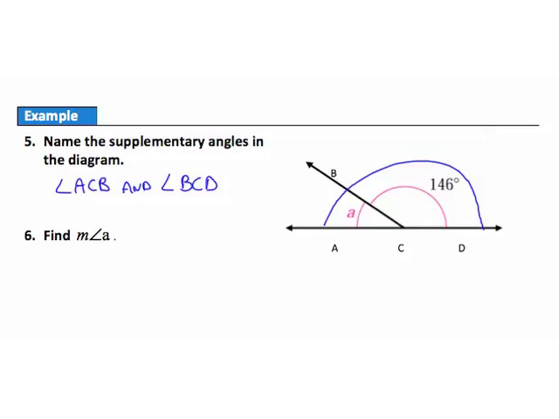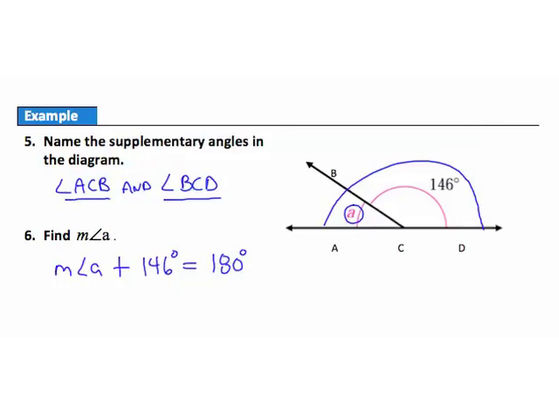Example 6. Find the measure of angle A. So we're looking for the measure of this angle right there. Well, we know that if we add these two angles that we just named before, angle ACB and angle BCD, if we add those together, they got to be 180. So I think that information is going to allow us to find the measure of this angle A. So if we take the measure of angle A and add that to the next measure of the angle, which is 146 degrees, those angles are going to have to add up to be 180 degrees.